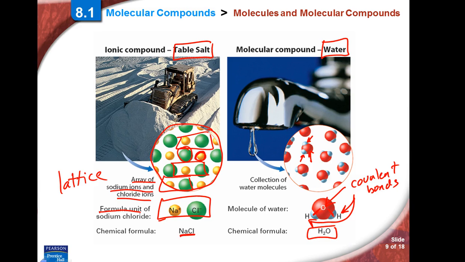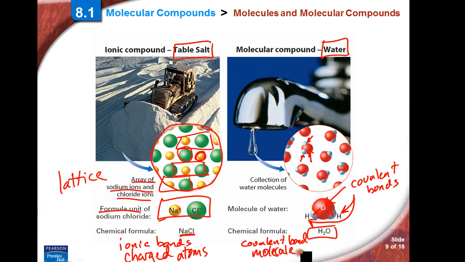So those are two examples: one example of an ionic compound and an example of a molecular compound. The difference is that we have ionic bonds here in the ionic compound. This is also usually charged atoms. Well, yeah, it has to be charged atoms. And in this case, we have a covalent bond, and the molecule is neutral.